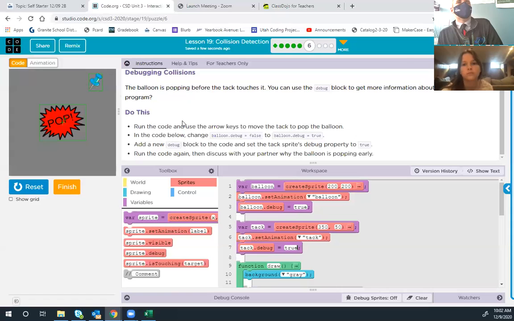Any questions so far? This is just collision detection. We're going to do some other forms of collision in the next lesson, but hopefully this one isn't too bad for you to be able to get through this period.